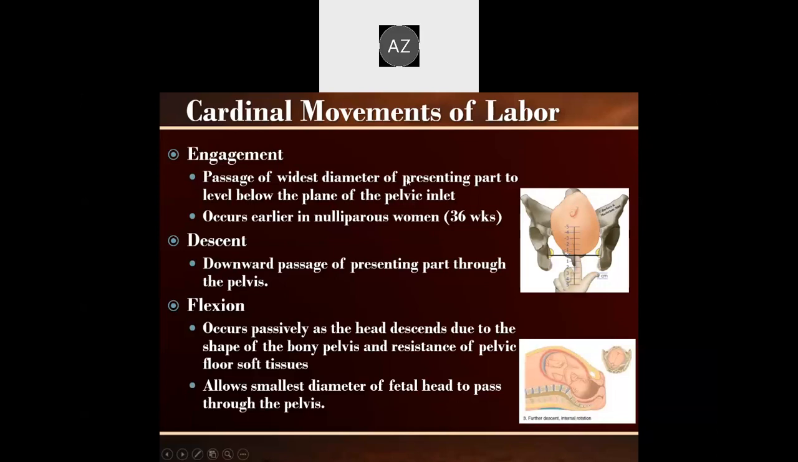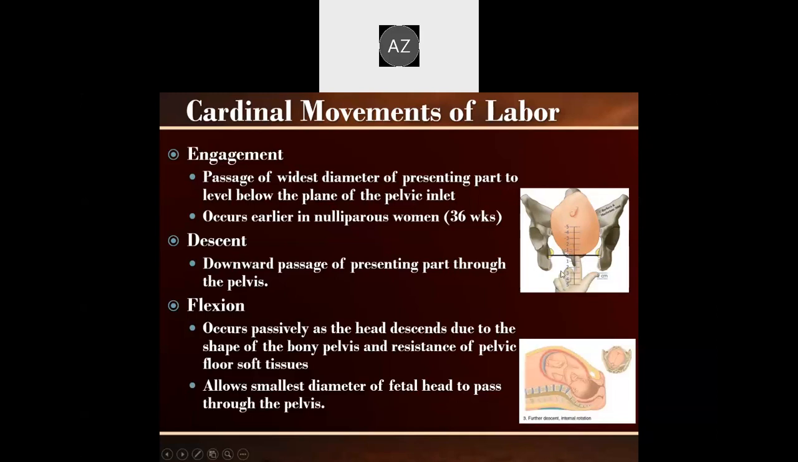And then descent is the downward passage of the presenting part in relation to the interspinous diameter. Remember, this is the diameter that is 10 centimeters, and we spoke about it in our lecture on the maternal pelvis and the fetal head diameters. So the descent is in relation to these. Most obstetricians use -2 to +2. Some say -3 to +3, or you can go up to 5.